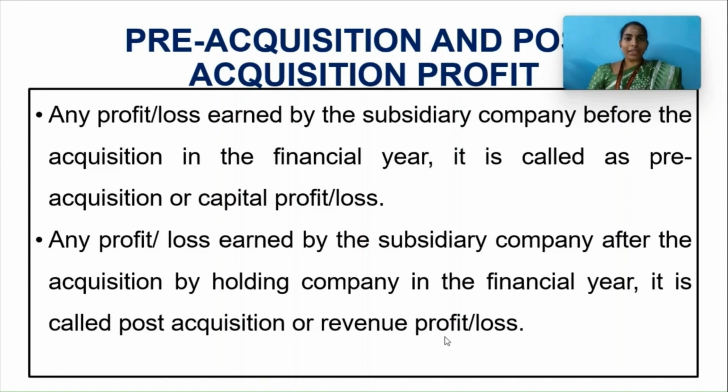Here there is a company A, which is acquired by company B. So company A is the subsidiary company. If company A records its accounts from April 1st to March 31st, and it is acquired on 1st September, then the profit earned from 1st April to 1st September will be called the capital profit or pre-acquisition profit, whereas the profit earned after 1st September till 31st March will be called the post-acquisition profit or revenue profit.